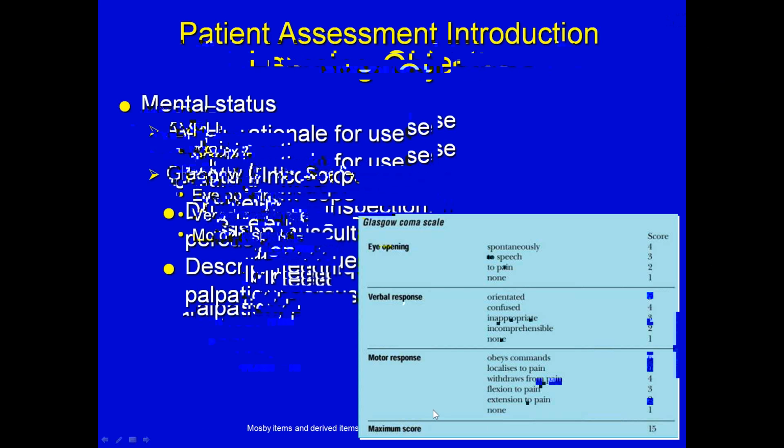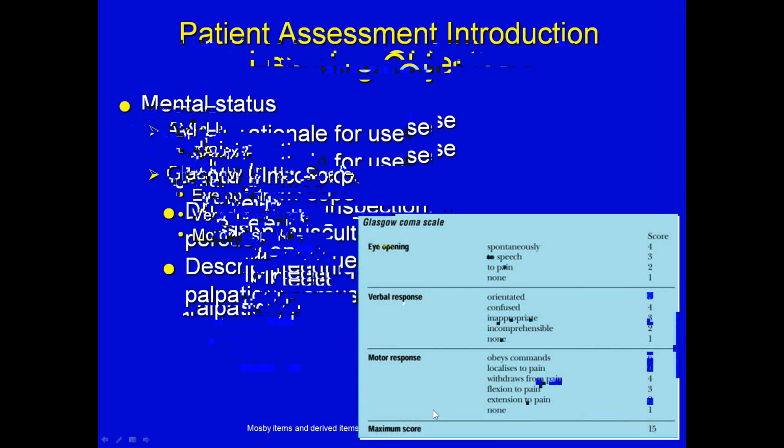When you look at verbal response, are they oriented and can respond to you? They would score a 5. If they're confused to any one of the AAO times 4, if they don't know who they are, where they are, a general idea, time, or what happened, then they would score a 4. If their verbal response is inappropriate, they're using inappropriate words to the questions that you ask, they would score a 3.